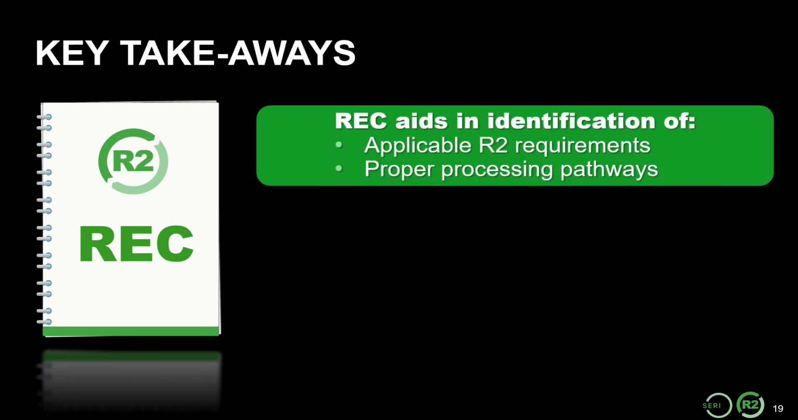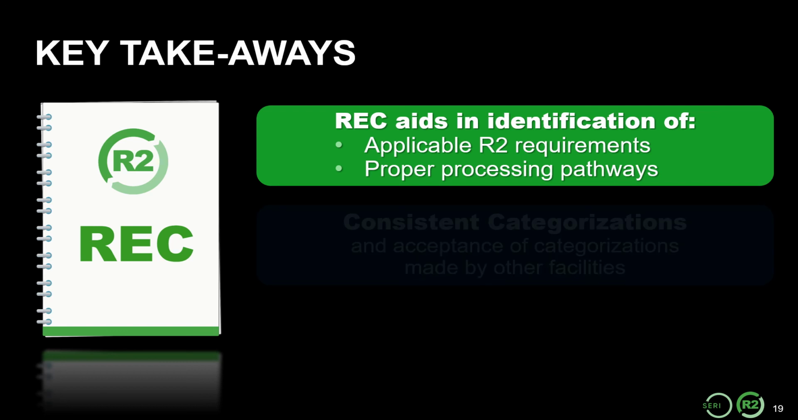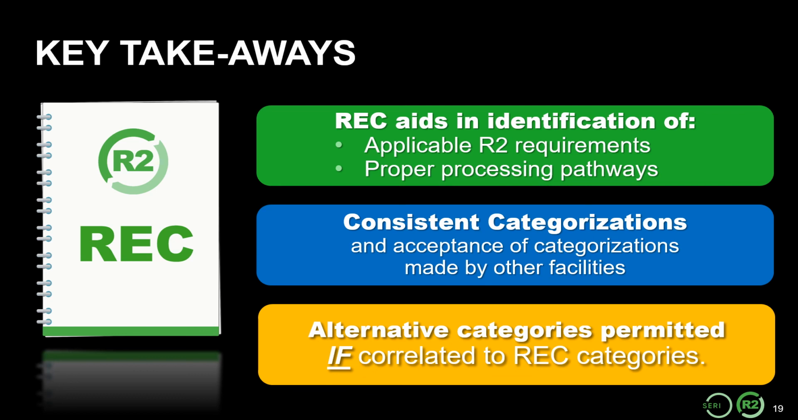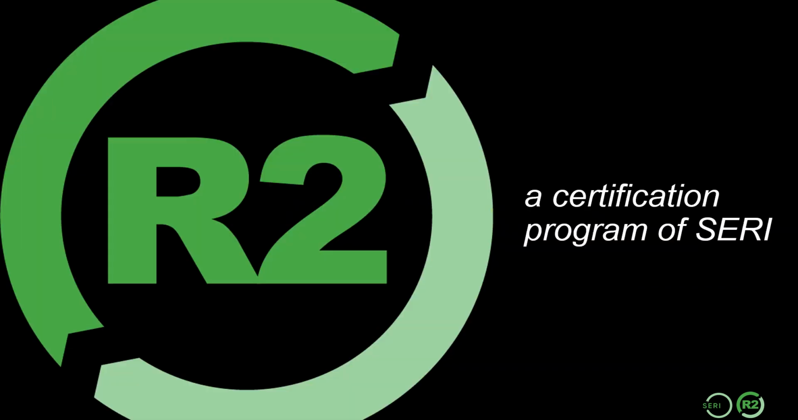A few key takeaways from the REC. The REC helps to identify applicable R2 requirements and the workflow for all equipment, components, and materials at all stages throughout processing. The REC also provides consistency in descriptions and categorizations, and allows facilities to accept the REC categorizations of other facilities. And finally, a reminder that specific REC terminology does not need to be used if a facility maps and documents their internal categories to the corresponding REC categories.